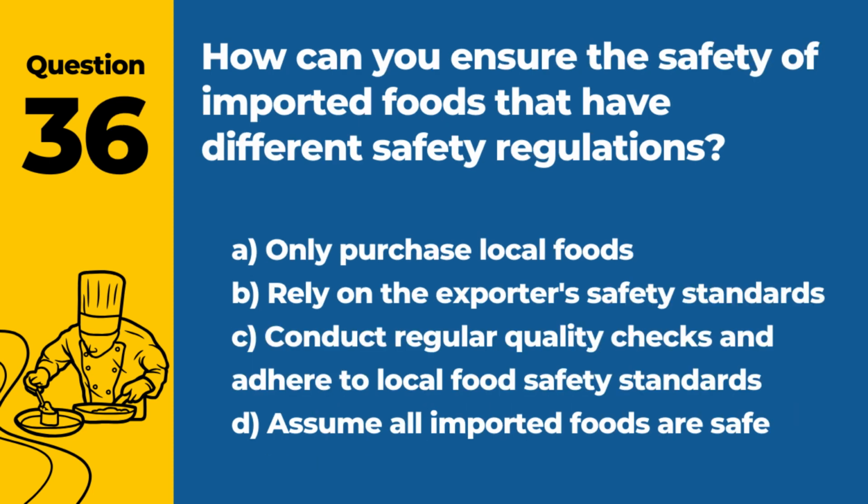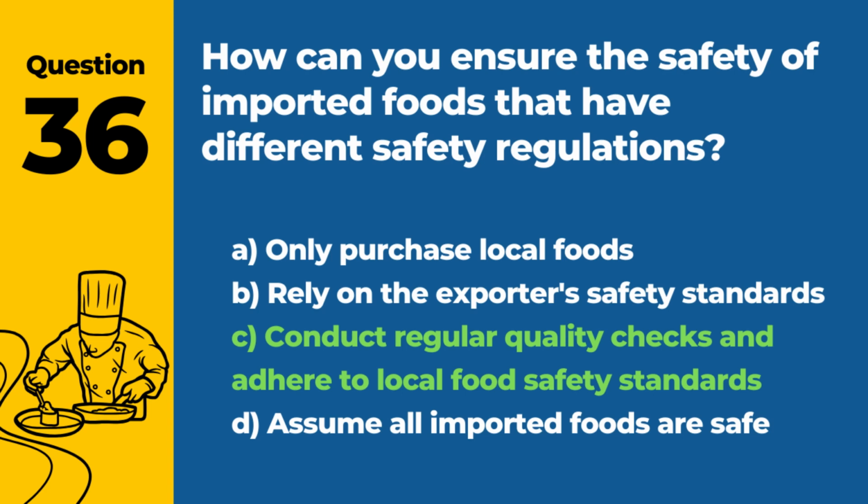Question 36. How can you ensure the safety of imported foods that have different safety regulations? A. Only purchase local foods. B. Rely on the exporter's safety standards. C. Conduct regular quality checks and adhere to local food safety standards. D. Assume all imported foods are safe. Answer: C. Conduct regular quality checks and adhere to local food safety standards.